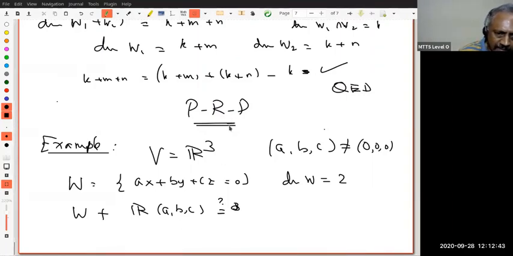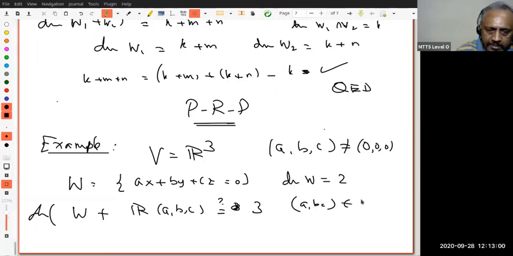Maybe I should do it in the next lecture when I deal with direct sum. But anyway, since I asked, the dimension of this will be equal to 3, provided (A, B, C) does not lie in W. Understand this? Because then (A, B, C) will be really independent of W. Therefore, one dimension will be added extra.